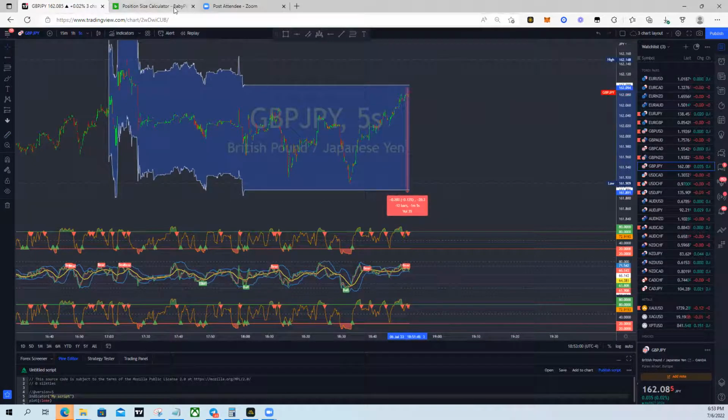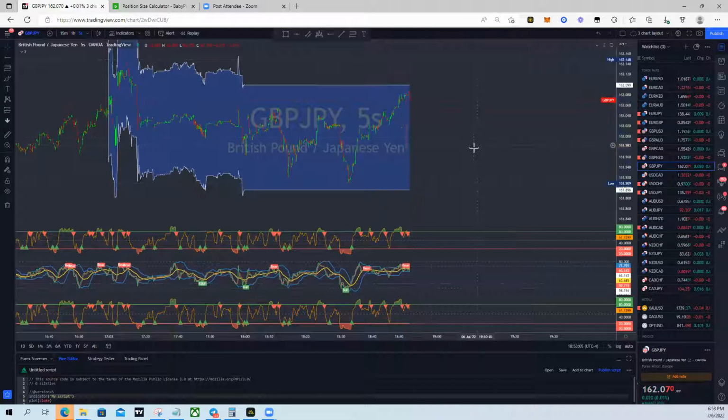Still not a bad trade. We just have to hope it goes in our direction, right? But if we sell from up here, our stop loss is now 5 pips or 10 pips.